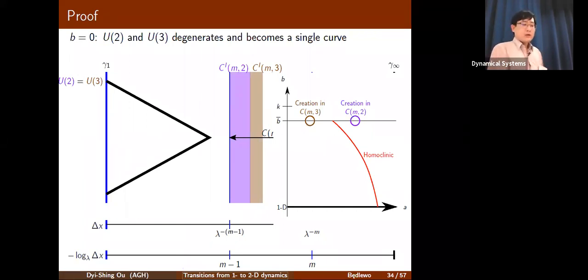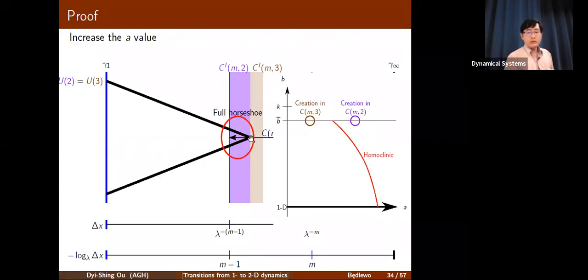So we were at B bar. Let's go to the one-dimensional case, that is B equals zero. So what happens when B equals zero? When B equals zero, the set U degenerates to a single curve. So when A is small, we have no intersection, so we have no periodic orbit.